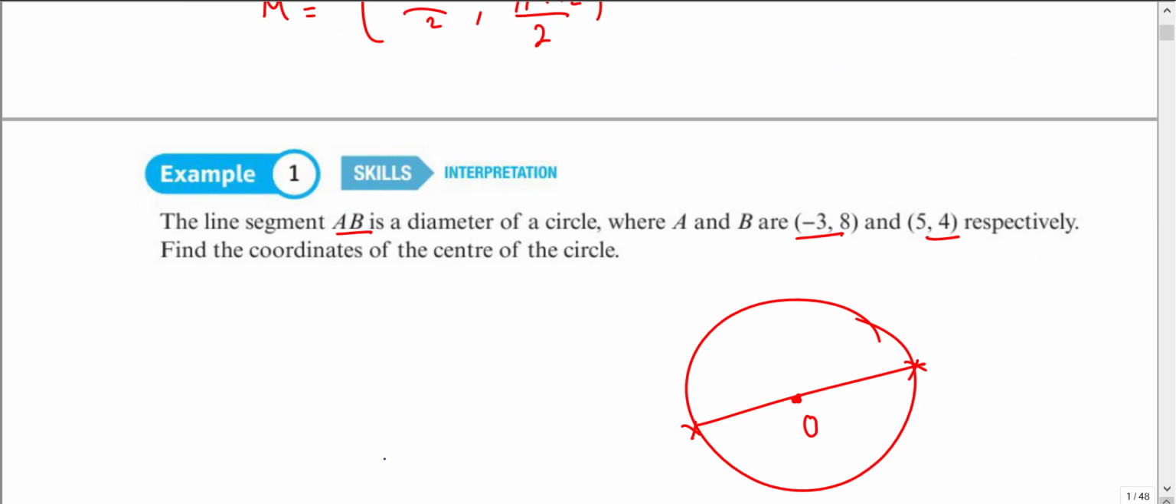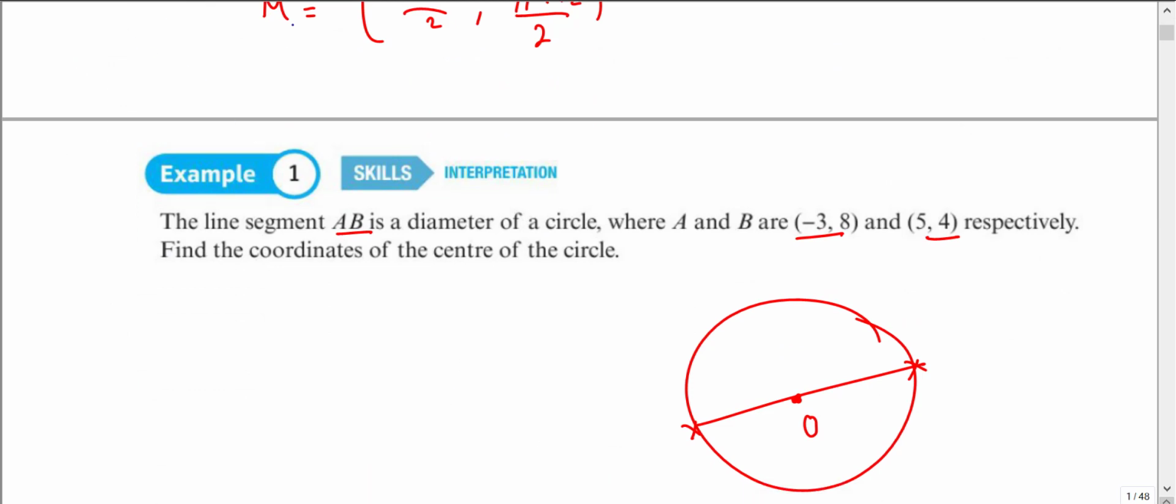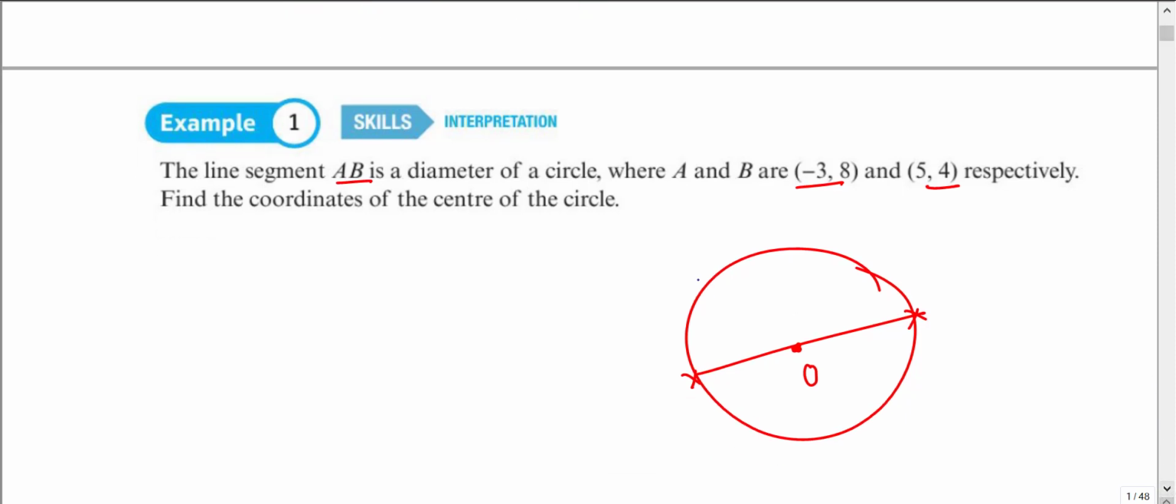So this is a simple example. Here they say the line segment AB is the diameter of a circle. So I draw a circle like this roughly, and this is AB. That's the diameter. Coordinates of A are given: -3 and 8. Coordinates of B are 5 and 4. Find the coordinates of the center. The center here would be the midpoint.